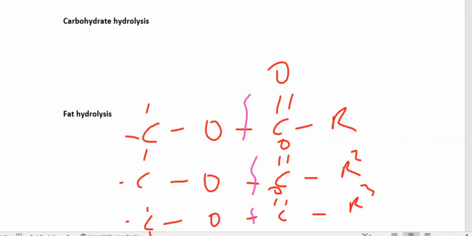So of course, with hydrolysis, we're going to break the ester link, which is right here, right there, right there. All right. Now, when you break your ester link, you're going to get your acid over here. So this is going to become OH, and this is going to become H. So over here, now you get back your glycerol.